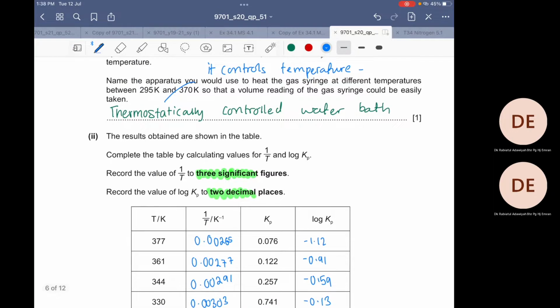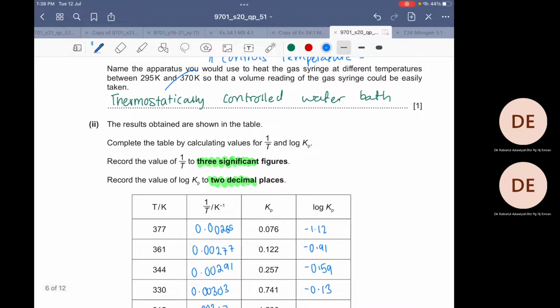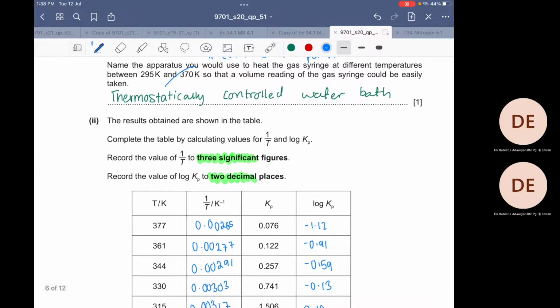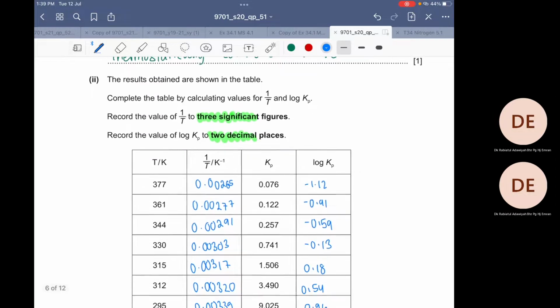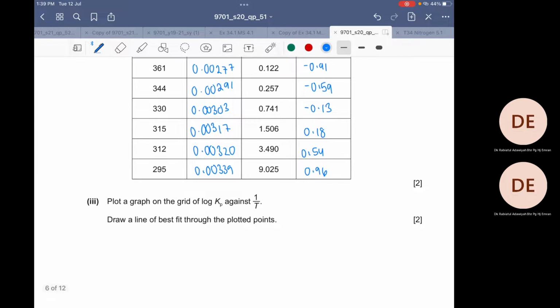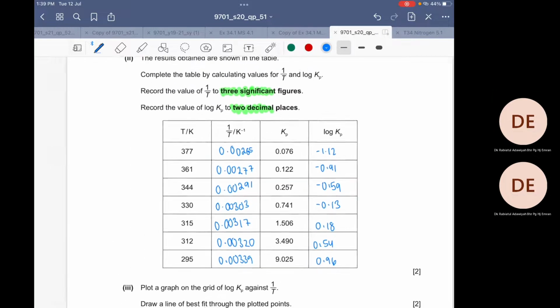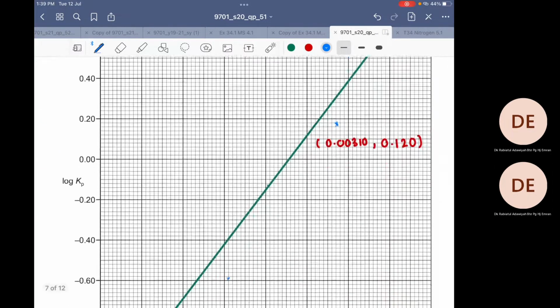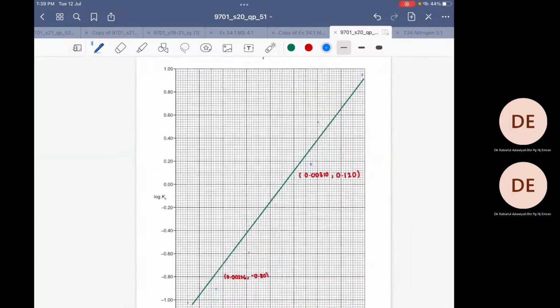All right, and then you're given the different temperature and the different values of Kp. You are to calculate 1/T to 3 significant figures, and then you log your Kp. Your log is usually log to the base 10. All right, if it doesn't mention, it's log to the base 10 of your Kp. You write it to two decimal places, and then you plot your graph. You should get a graph that looks like that.